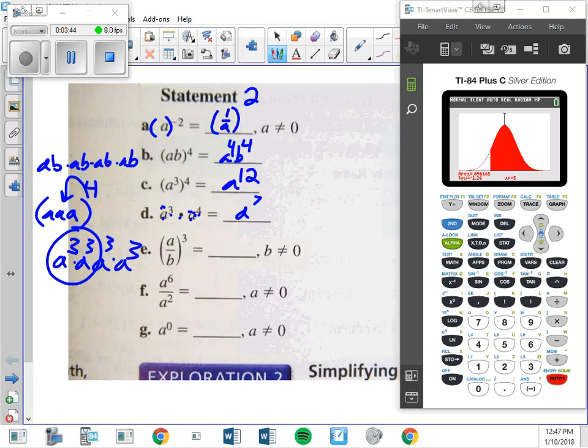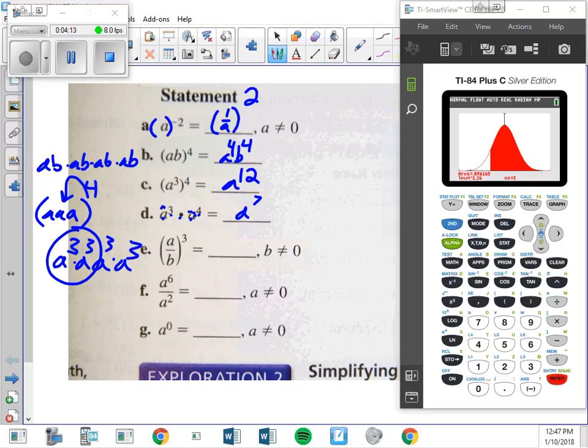No, C is a power raised to a power. So this is the power of a product. What? Let me look at the choices. I can't see them. That would be power of a product. Yes. Power of a product. Okay? Does everybody understand the difference?